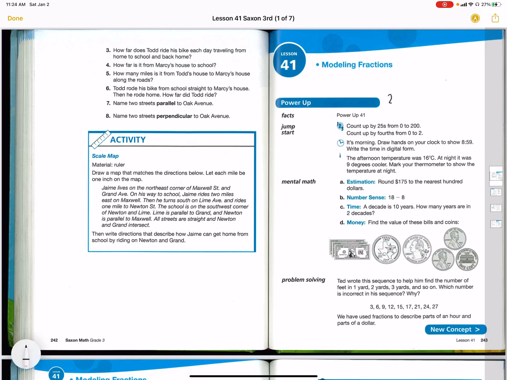So when you're counting by 25s, it goes 25, then 50, then 75, and then we're going to be at 100. And then you could repeat that pattern and say 125, 150, 175, and then 200.